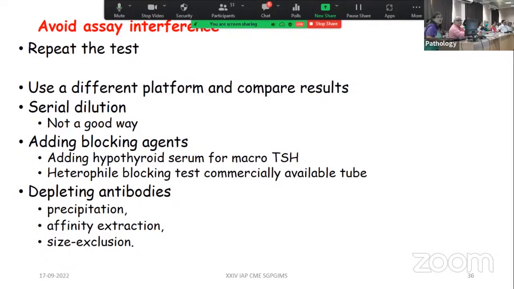The other method, as I told you earlier, was serial dilution. The next one is adding blocking agents. You either add hypothyroid serum for macro TSH, or you have commercially available heterophil blocking antibody test tubes where you add the serum and then analyze or assay the eluent. The other methods to deplete the antibodies are precipitation, gel filtration chromatography, or affinity extraction by adding, say, streptavidin as we added when biotin is a suspect.